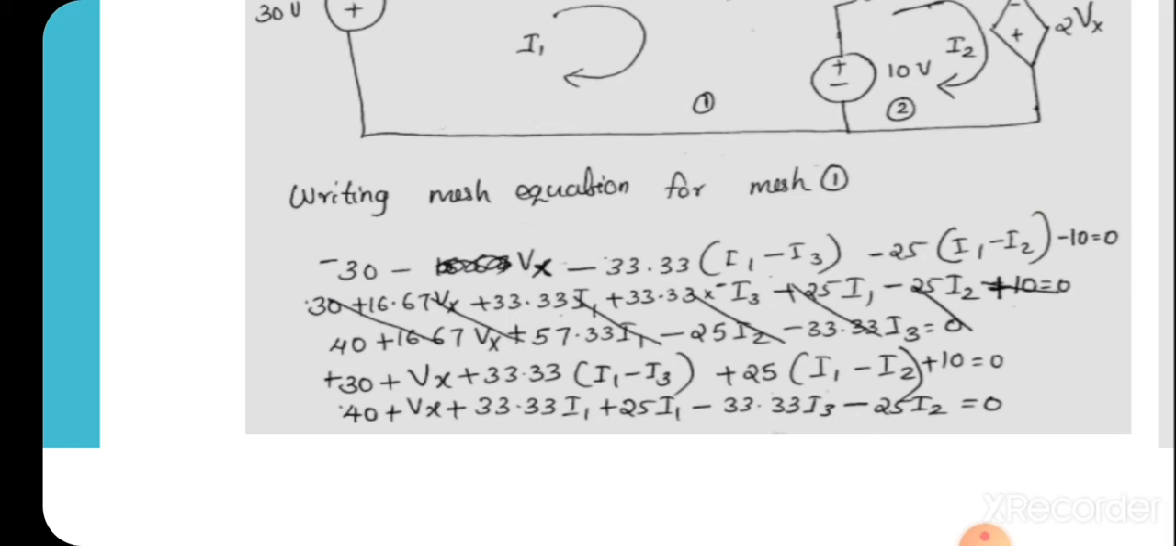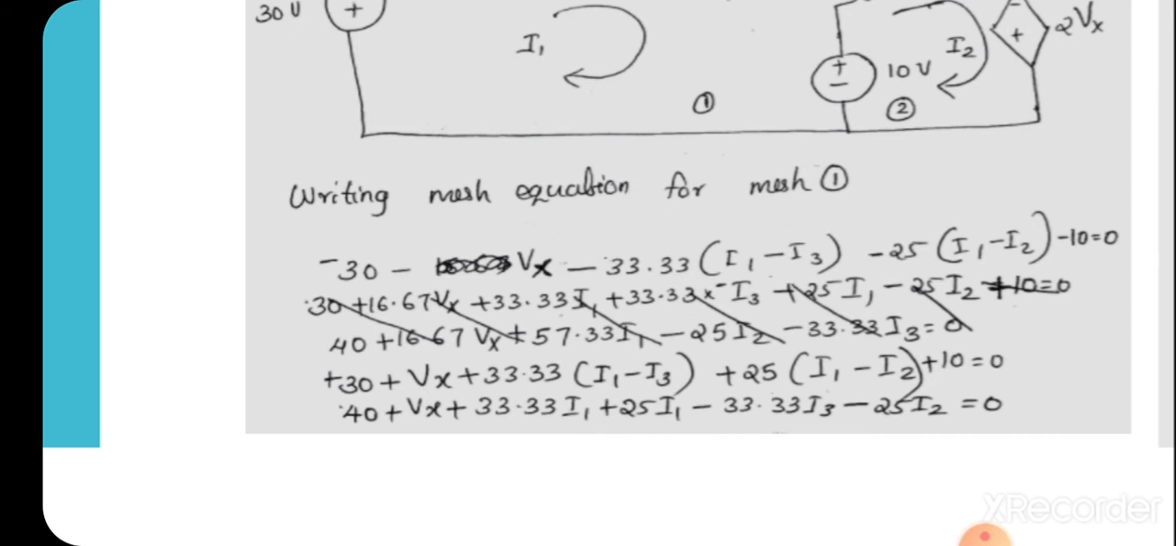Here every term has a negative sign and the right hand side contains a 0, so you can simply write every term as positive, okay? So that is simple mathematics. So 40 plus Vx plus 33.33 I1 plus 25 I1 minus 33.33 I3 minus 25 I2 equal to 0. See, it's my method and you can solve it yourself by multiplying each and every term inside the bracket with the outside quantity, and you should write the equations. So my equation and your equation will be the same. Okay.